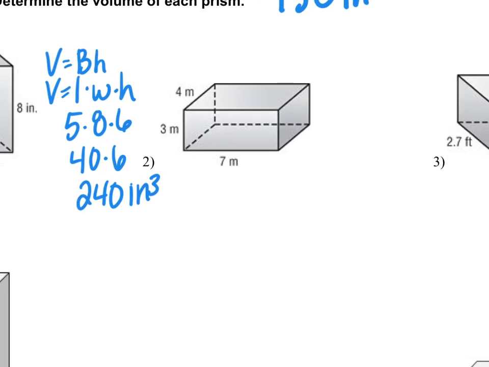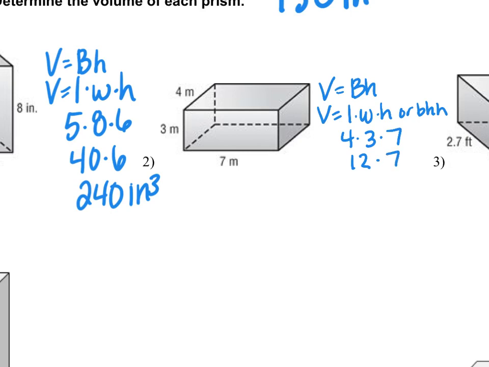Number 2, we have volume equals big B times H, which is length times width times height, or base times height, either one. And then we're going to go 4 times 3 times 7. So 4 times 3 is 12. 12 times 7 is 84. And we're going to go 84 meters cubed.